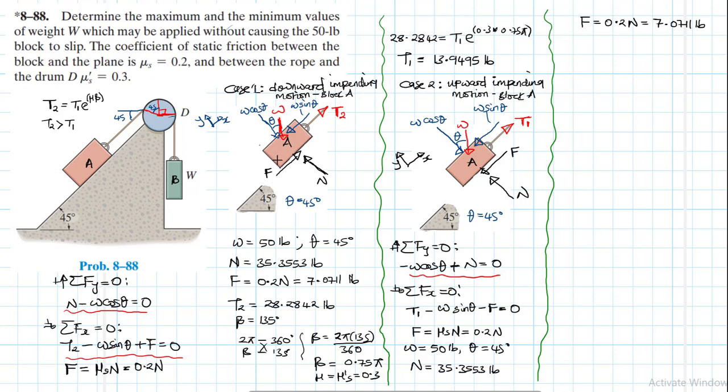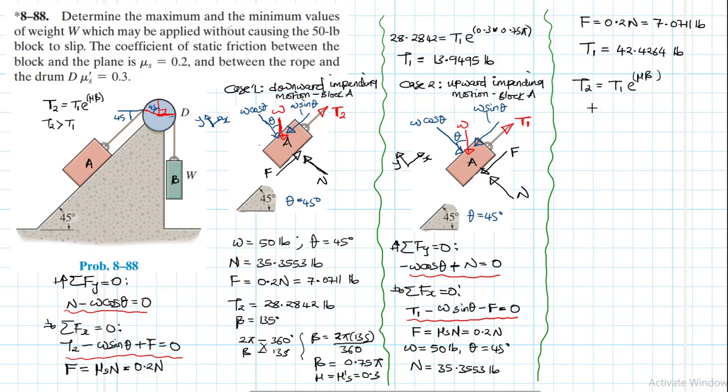Now we are using this equation here. In this equation we have W, we have theta, and we have F. Therefore, we are able to find what T1 is. Making T1 the subject of the formula, we are going to find that our T1 will be equal to 42.64 pounds.